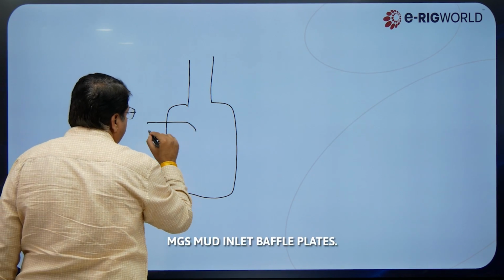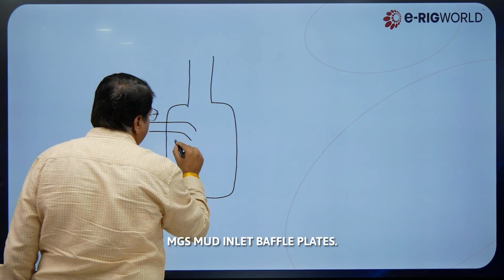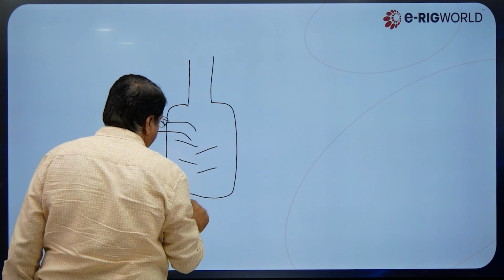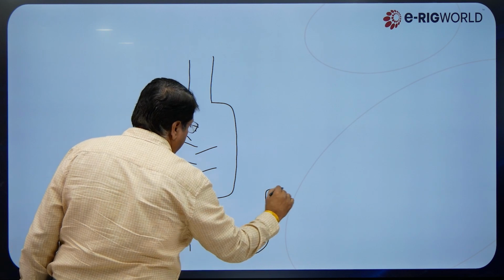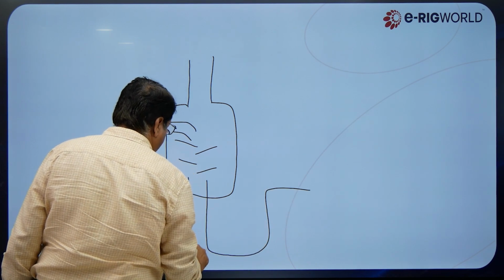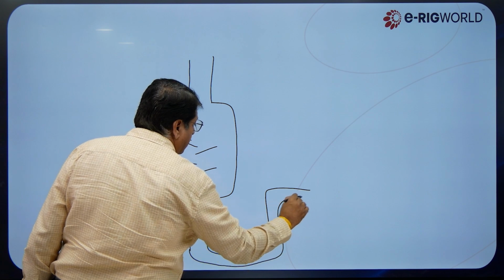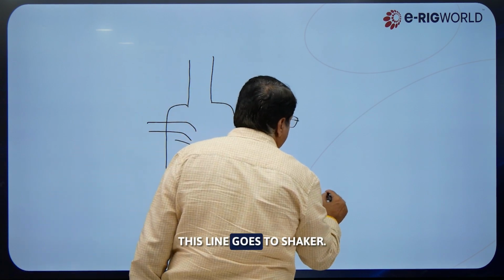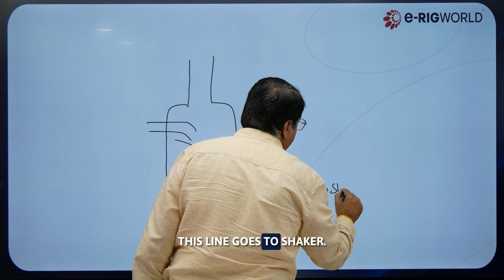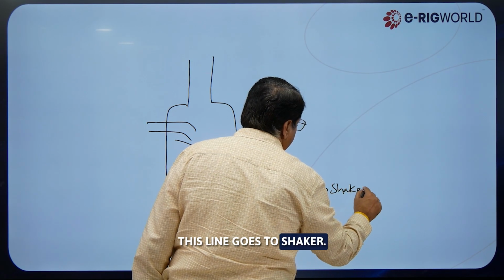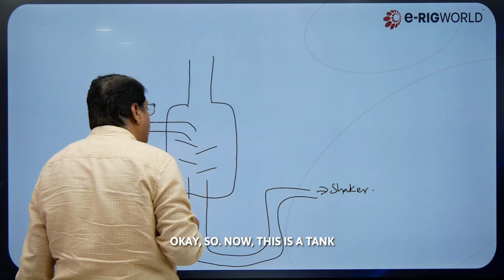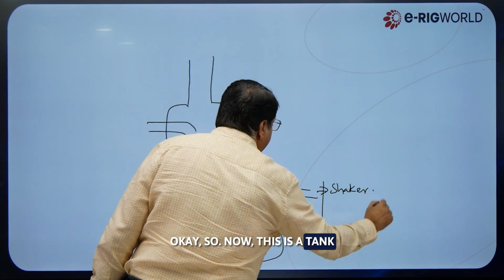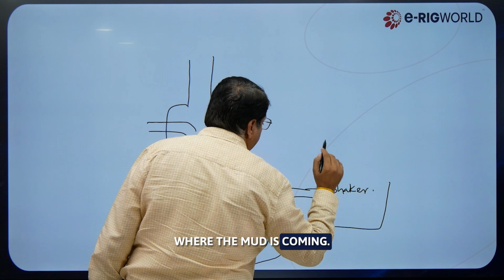MGS mud inlet baffle plates. This line goes to shaker. Okay. So now this is a tank where the mud is coming.